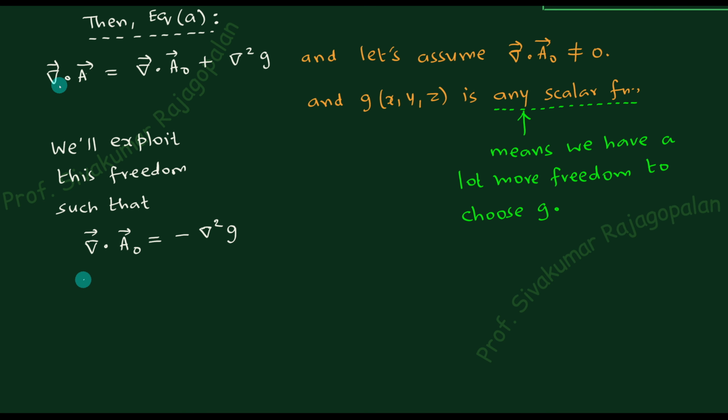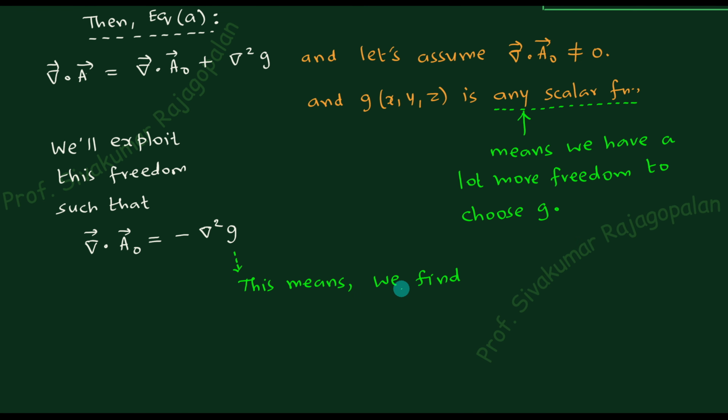When it goes to 0, ultimately we have divergence of A equal to 0, and that is going to be a much simpler equation. So I am trying to simplify the mathematics by making use of the freedom. Ultimately, that is the point. Let me write this down so that the whole story will be clear.